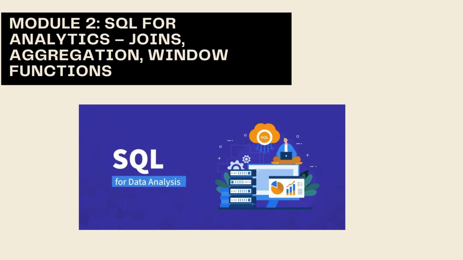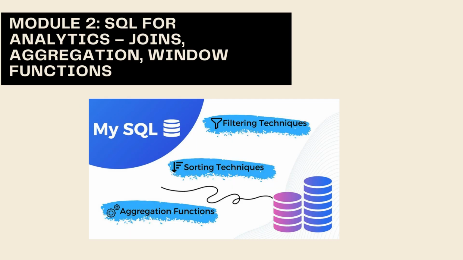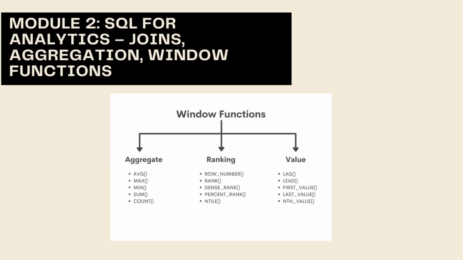Module 2, SQL for Analytics: Joins, Aggregation, Window functions. In Module 2, you will learn SQL, the most essential skill in analytics. We cover selecting, filtering, grouping, and aggregation. Then you will master joins, subqueries, and powerful window functions and running totals. By the end of this module, you will be able to analyze a dataset directly from the database.